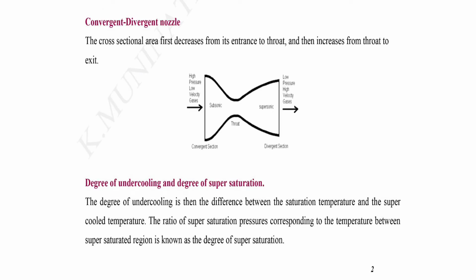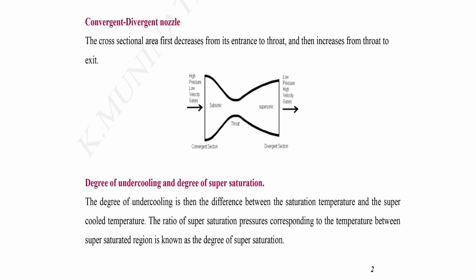And then the convergent-divergent nozzle, which is the combination of a convergent nozzle and a divergent nozzle. On the right-hand side, the convergent nozzle exit is connected with the divergent nozzle entrance. Accordingly, in this convergent-divergent nozzle, the cross-sectional area first decreases from its entrance to the throat and then increases from throat to exit. The figure clearly shows the convergent-divergent nozzle.